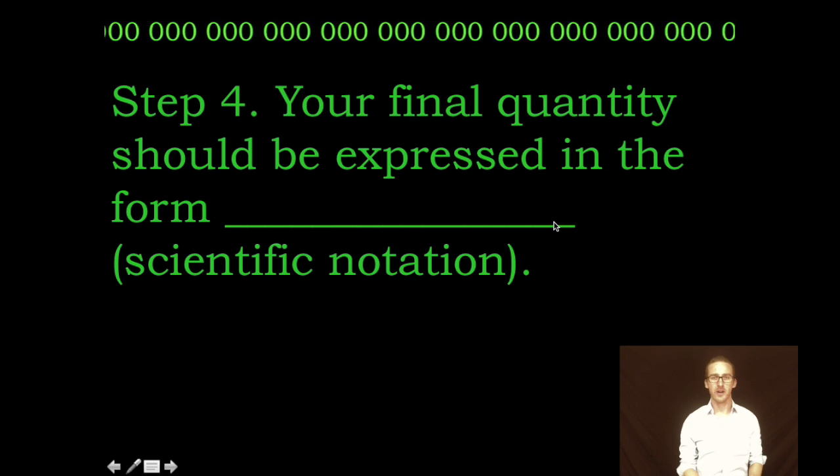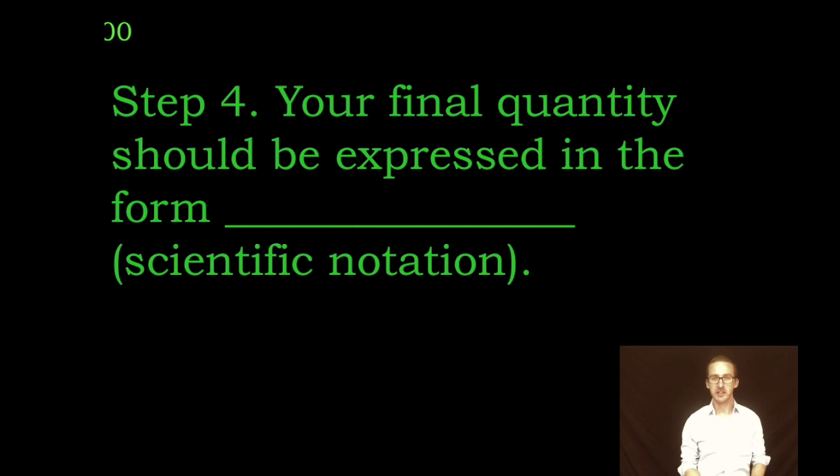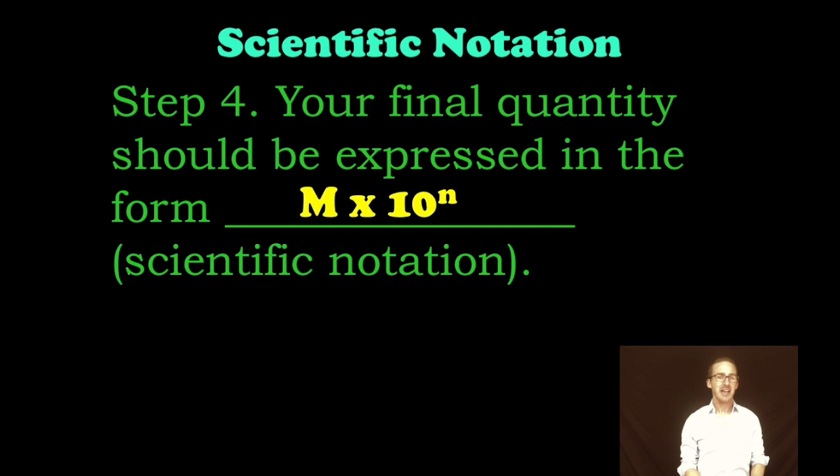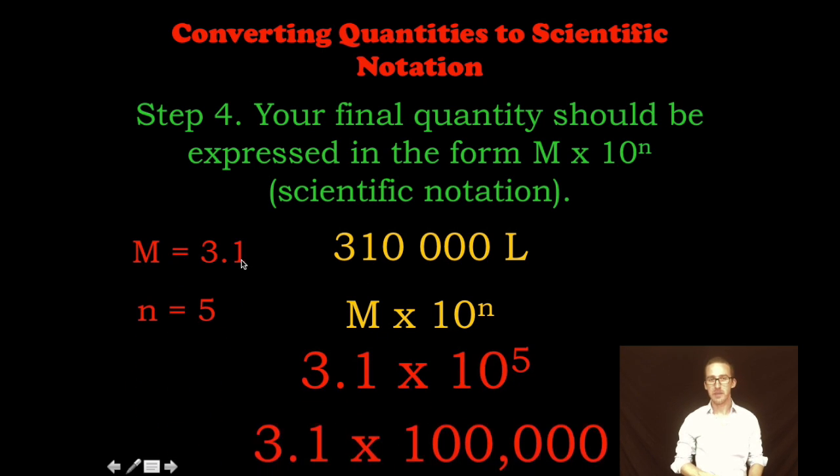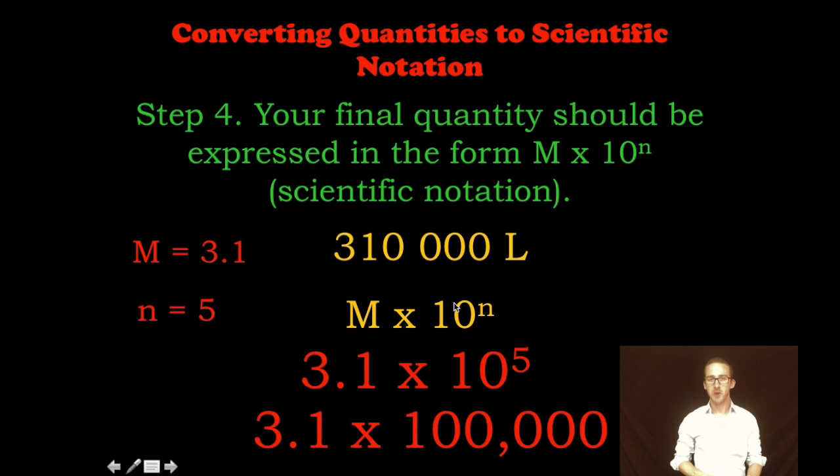Step four. Your final quantity should be expressed in the form coefficient times 10 to your exponent, aka scientific notation. So we come back to that measurement, 310,000 liters. As we put it into scientific notation format, our coefficient, 3.1, and our exponent, 5, means this number in scientific notation is 3.1 times 10 to the 5.